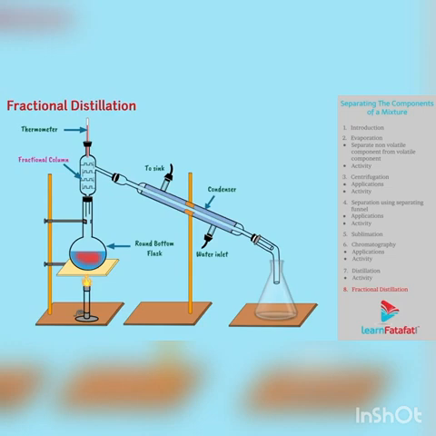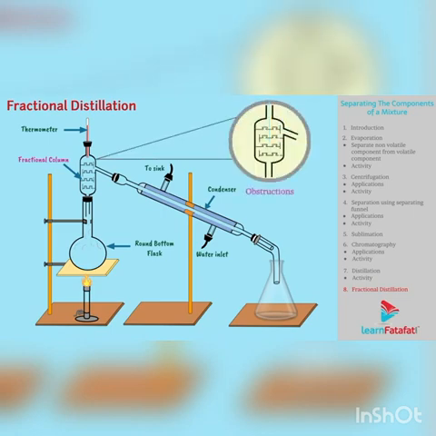Due to the low difference in boiling point, both liquids evaporate simultaneously and face obstructions in the fractional column. Due to obstructions, the liquid with the high boiling point condenses down in the flask and the liquid with the low boiling point reaches the condenser and is then collected in a container. Hence the liquid gets separated.